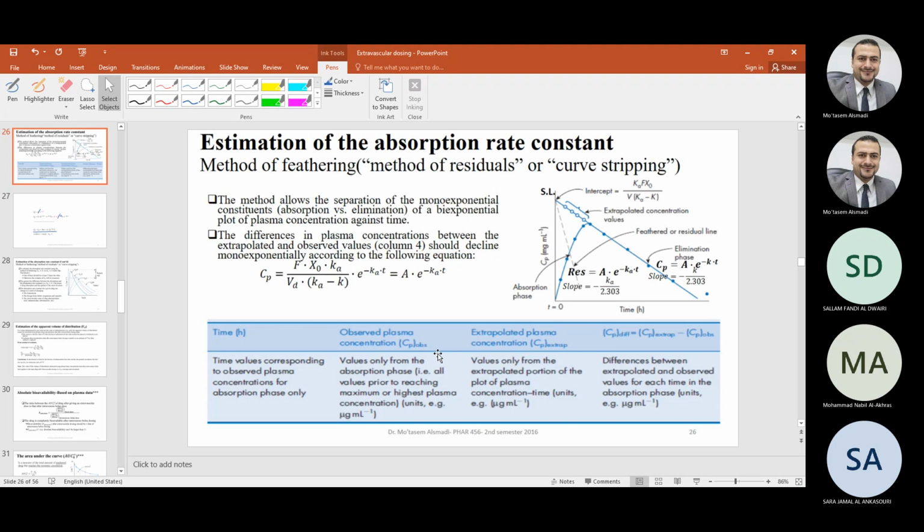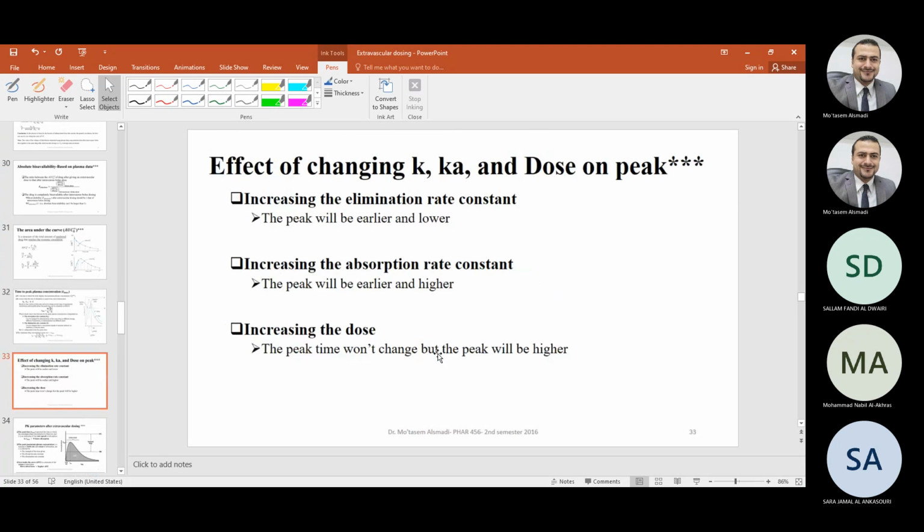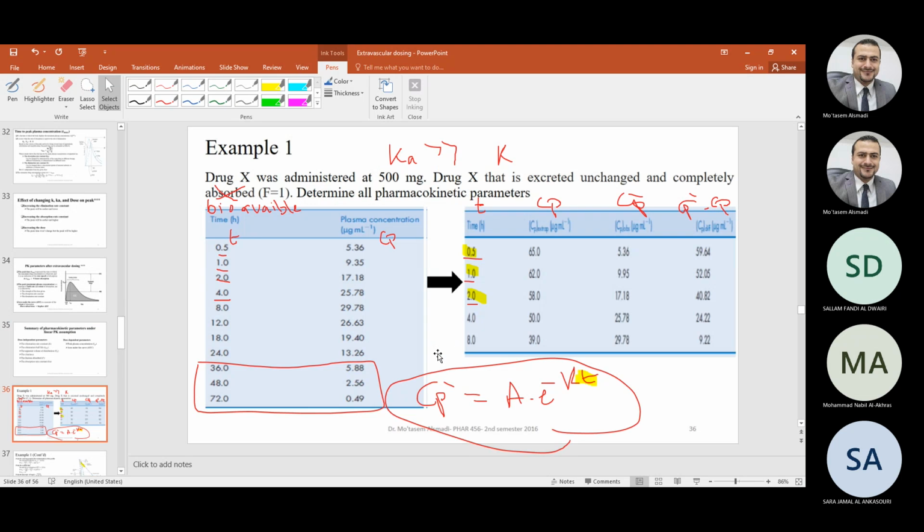To the Ka, right? Because it's the slower process, and the residual line slope will be relevant to what? K. Okay, please go back and review the previous class. Going back to our table here, we calculated the Cp prime first by just plugging the values of the T's in this equation of Cp prime, and then we took the difference between Cp prime minus Cp.